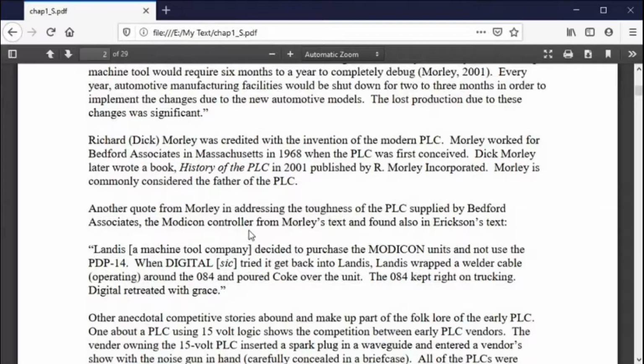He also talked about how the new machines were sold, and he said that this company called Landis decided to purchase a Modicon. The first programmable controller was named Modicon because it was called Modular Industrial Controller, and it was from a company in Bedford, Massachusetts, of which Richard Morley was one of the key people. He was the inventor of the PLC. But anyway, he said that this company called Landis, which was in Detroit, decided to purchase the Modicon units and not to use the PDP-14, which was like a computer.